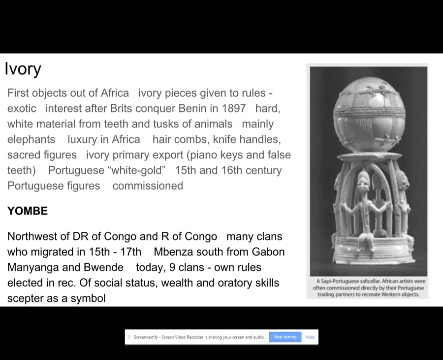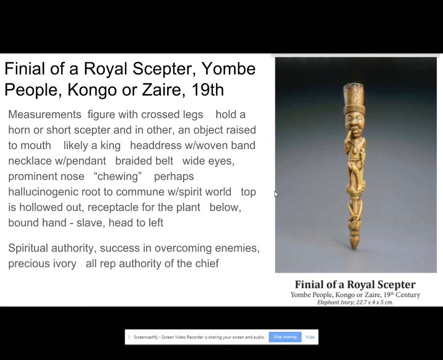Mbenza was south from Gabon, and they would have the Manyanga and Bwende. Today there are 9 clans. They have their own rulers. They're elected in recognition of social status, wealth, and oratory skills. And a scepter would be a symbol.